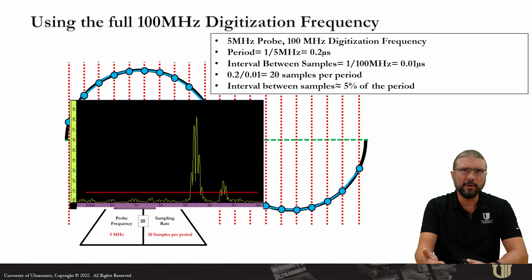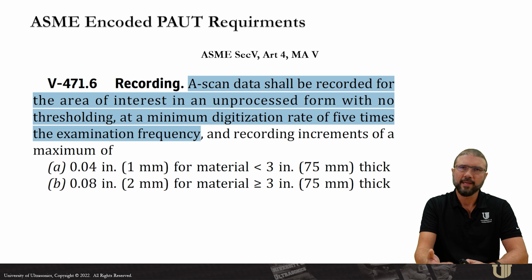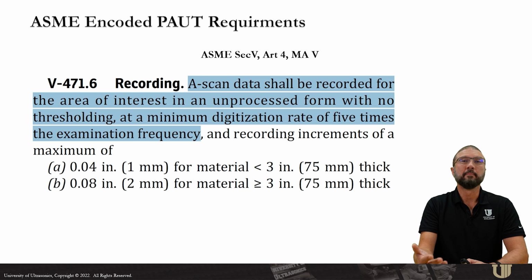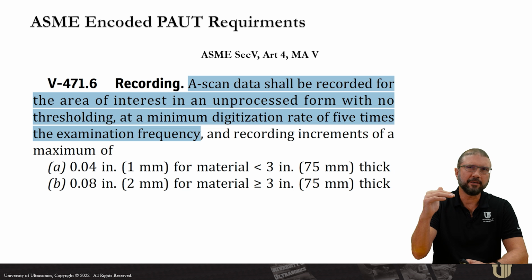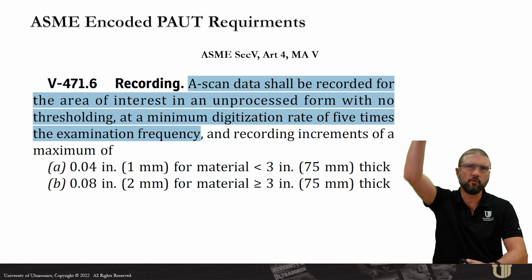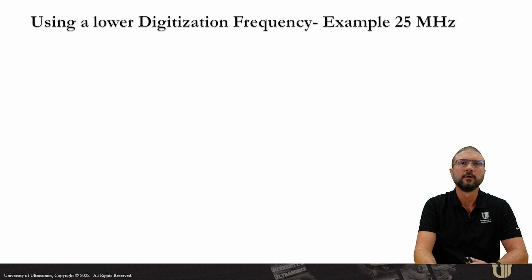So this may prevent you from being very productive in the field, especially if you have a lot of welds to scan. Remember, ASME just says that at a minimum, we just need to digitize at least 5 times our probe frequency. So going way above that may sound great from a quality standpoint, but not necessarily from a production standpoint. Honestly, the norm in our industry is to just meet code requirements without going overboard and limiting our productivity.